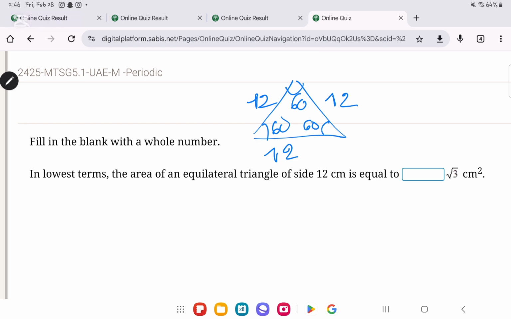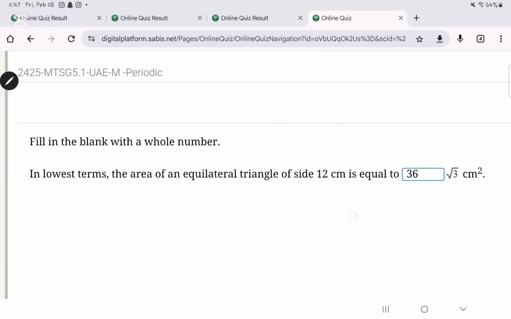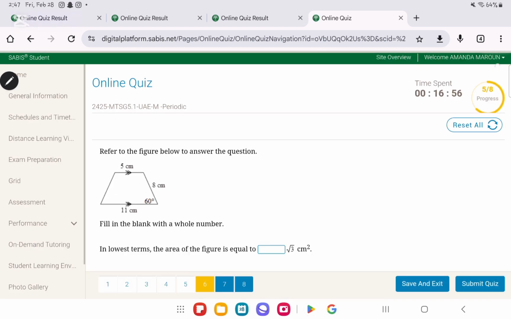So again, to find the area of any triangle, it is gonna be 1 over 2 times side times side times sine angle in between them. So 1 over 2 times 12 times 12 times sine 60. So if we put it on the calculator, you are gonna get an answer which is, not 63, oh my goodness, 36 radical 3. So our answer is gonna be 36 radical 3 centimeter squared.